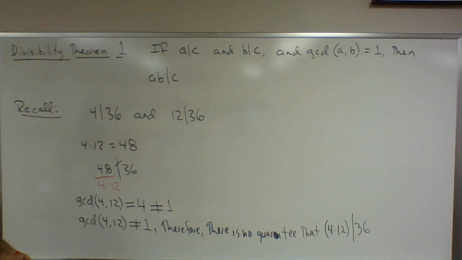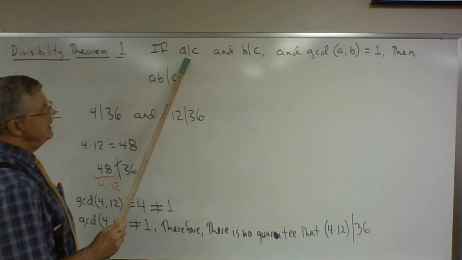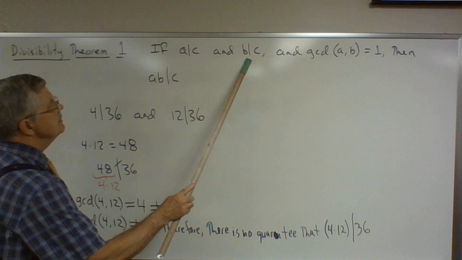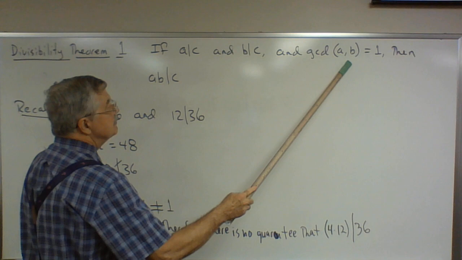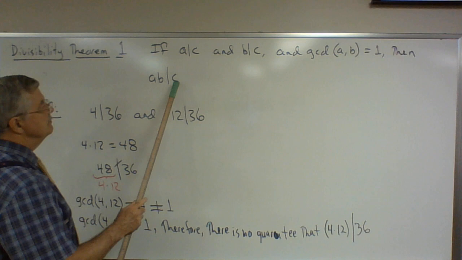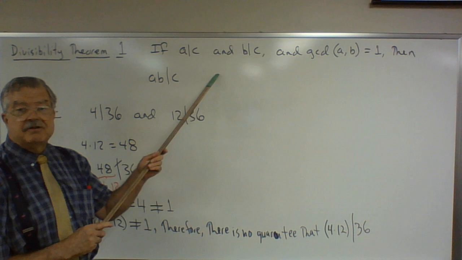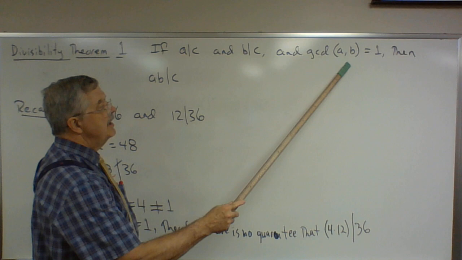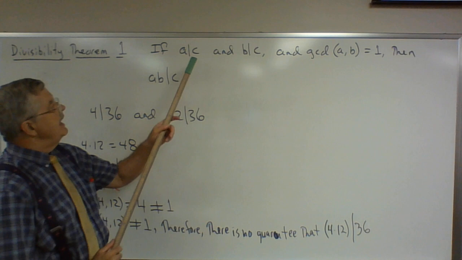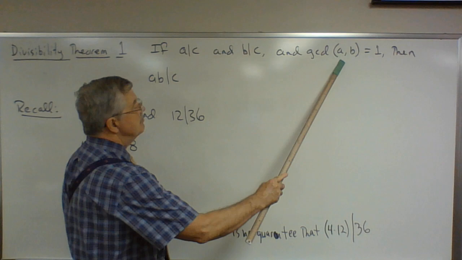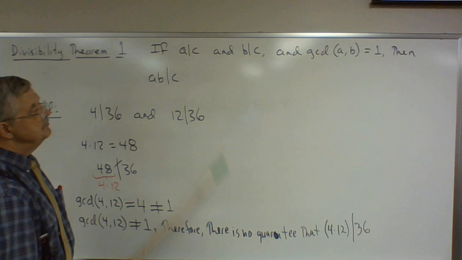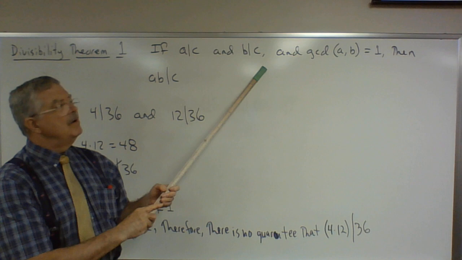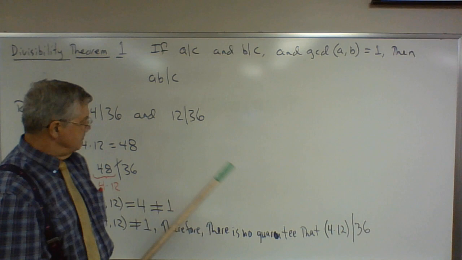Now, why did I say that? Well, let's look at our theorem again. This says if A does divide C and B does divide C, and if their greatest common divisor is 1, then their product will be a divisor of C also. But this doesn't tell us what will happen if the greatest common divisor is not 1. This theorem just says that if A and B are divisors of C, and A and B are relatively prime, then their product, A times B, will be a divisor of C. This theorem doesn't tell us what will happen if they're not relatively prime.